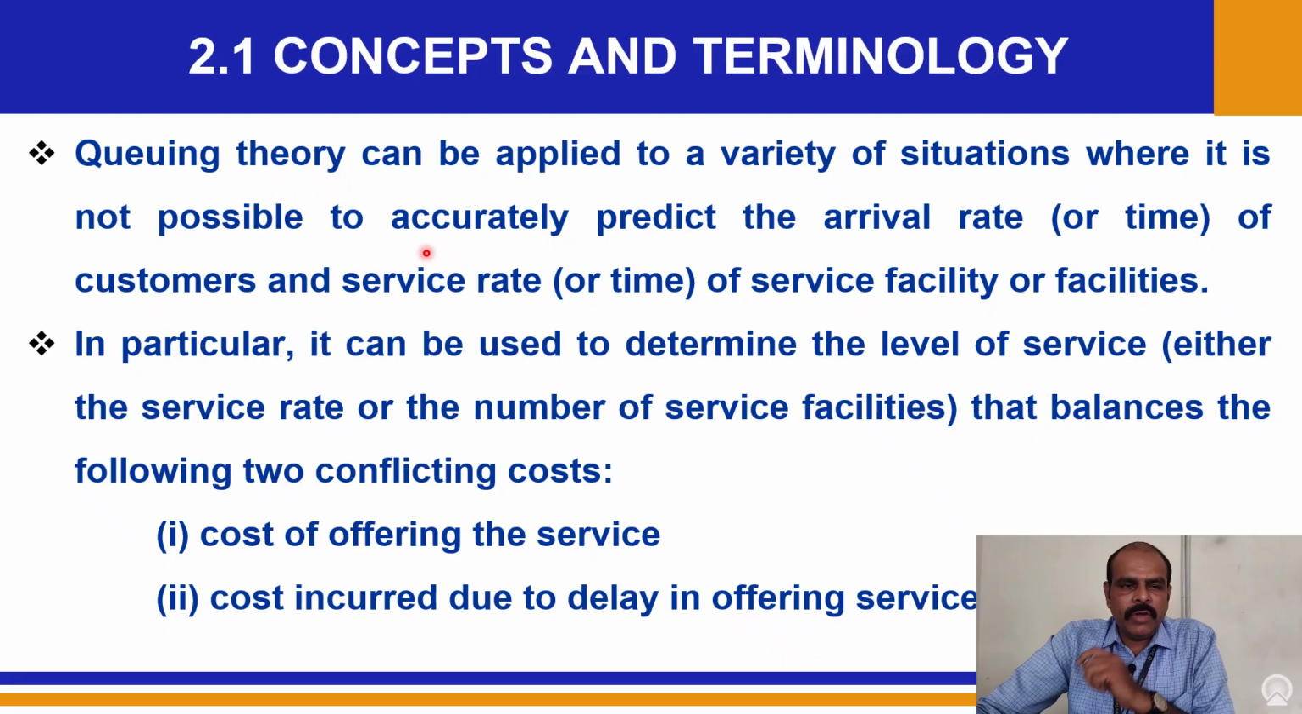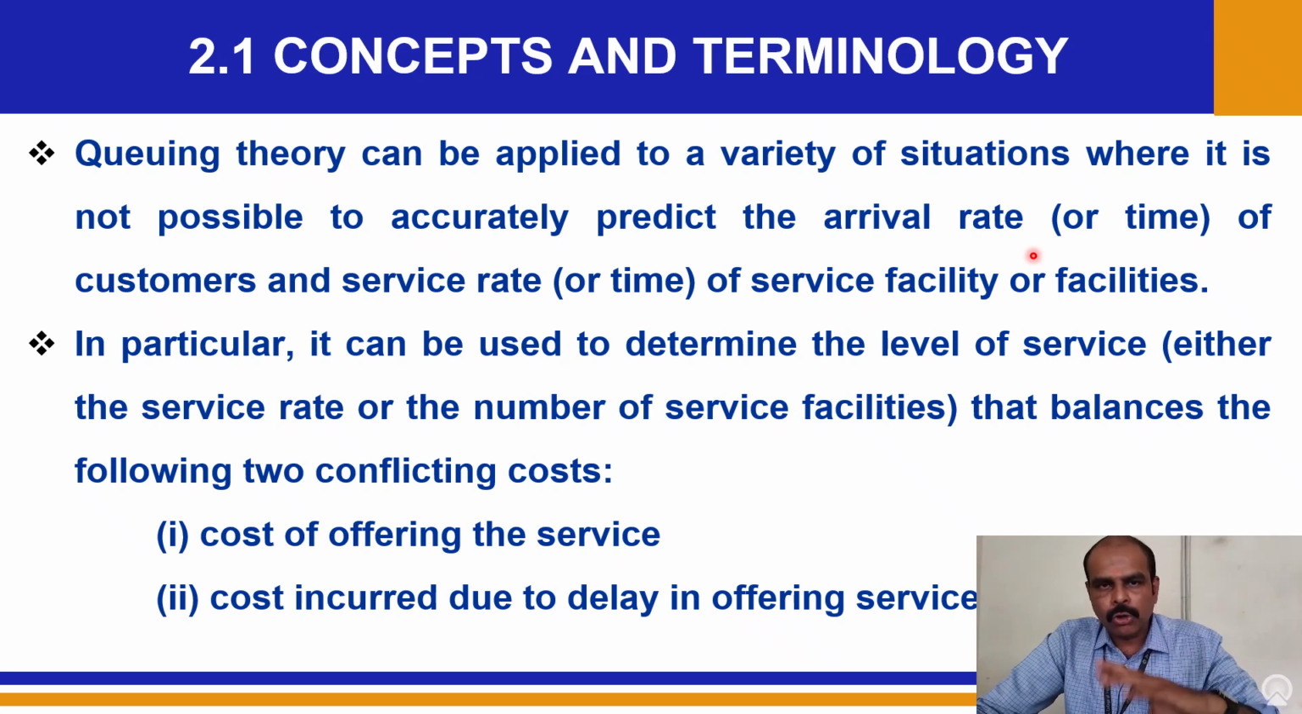So now, where to use this queuing theory? Queuing theory, theoretically speaking, can be applied to a variety of situations where it is not possible to accurately predict the arrival rate of customers and the service rate of the service facility or facilities. So 2 terms here we are coming across. The first thing is arrival rate, and the second thing is service rate. So both these things are very important.